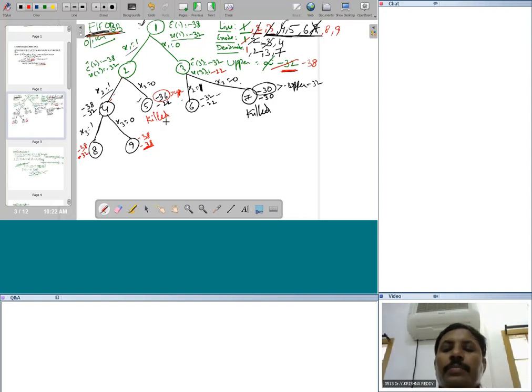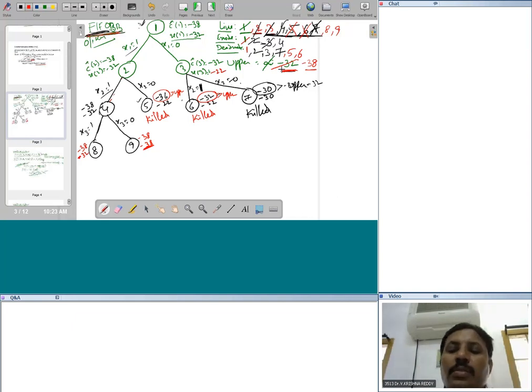Again, please come to node 6. Minus 32 is greater than minus 38 or not? The current c cap of value is greater than the current upper value. Minus 32 is greater than minus 38. Yes, then we can kill it. We will kill the nodes which are not possible to expand next. Not possible to expand next means there is no possibility to get the answer by using this node. So automatically we have to kill it.